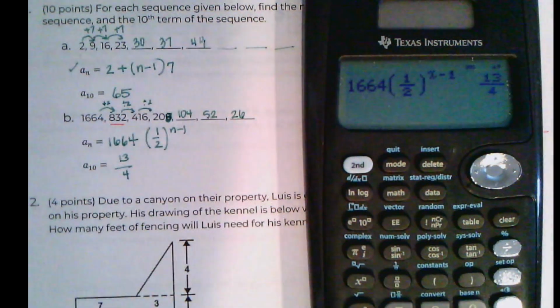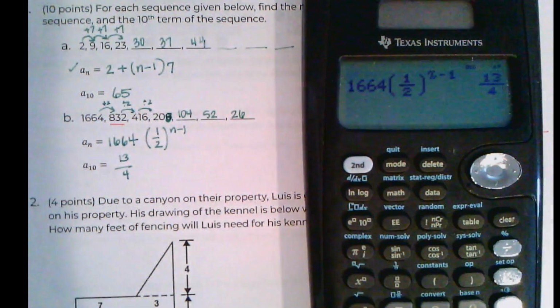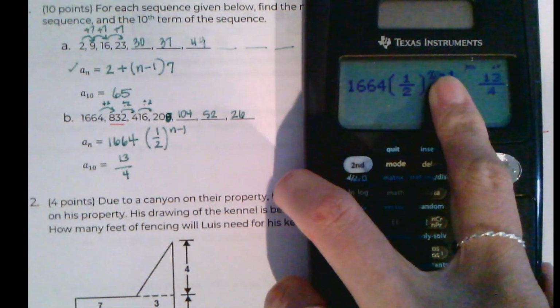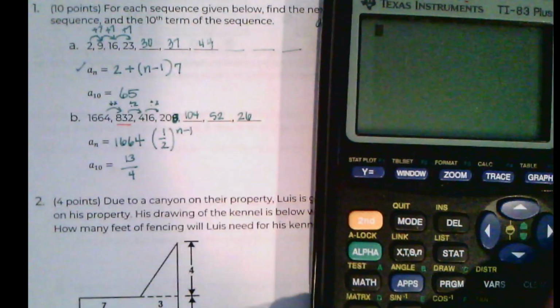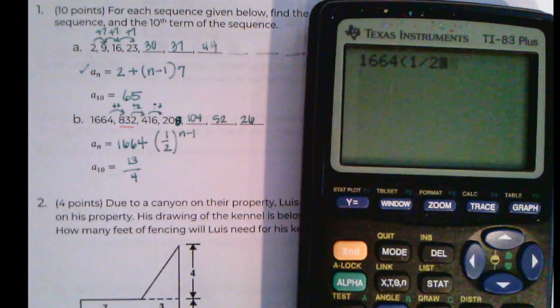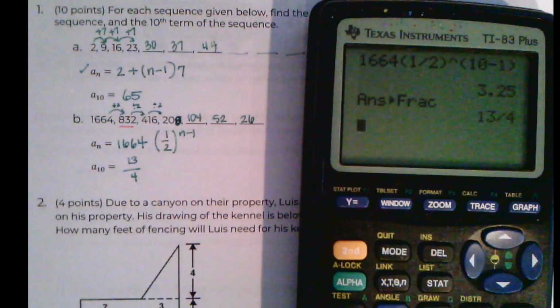If you have a different calculator, just be aware that whatever you're raising to as a power, let me go grab a calculator. If you have a different calculator, it doesn't do this thing where you can actually see what's in the power. What you're going to want to do is type in 1664, 1/2 in parentheses, to the, you need to put 10 minus 1 in parentheses, or just make it 9. If you don't, see, I still get this, which is also 13/4.